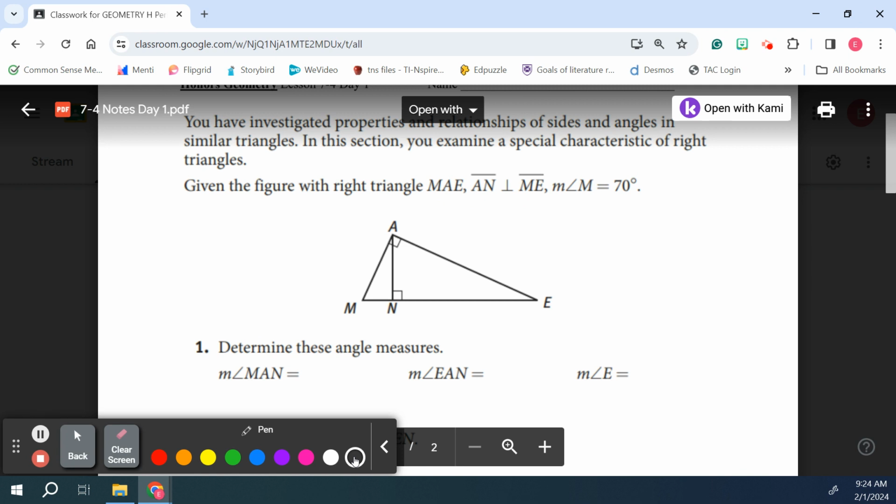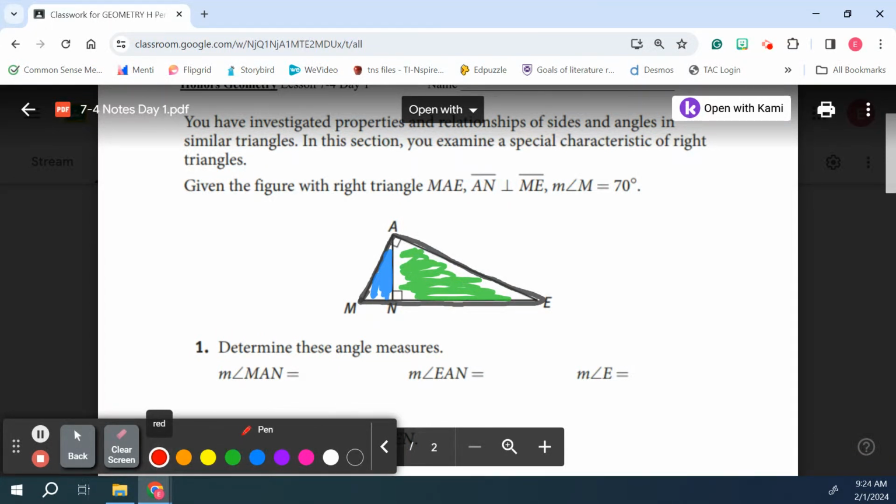All right, so the first thing we need to look at is what exactly do we have here? We actually have three triangles. We have this larger one, this smaller one right here, and kind of this medium-sized one right here. So we have a total of three triangles.